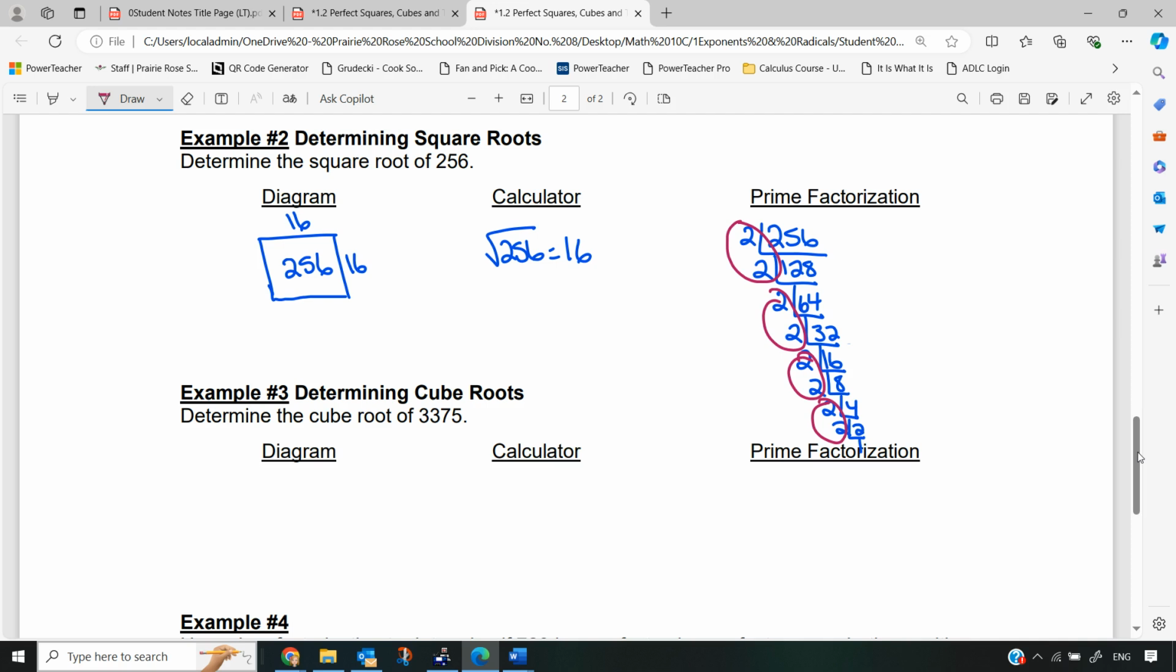So my square root of 256 would be 2 times 2 times 2 times 2. Remember, each circle we pull out the number one time. So this would be the same as 2 to the fourth. The square root of 256 would be 16.